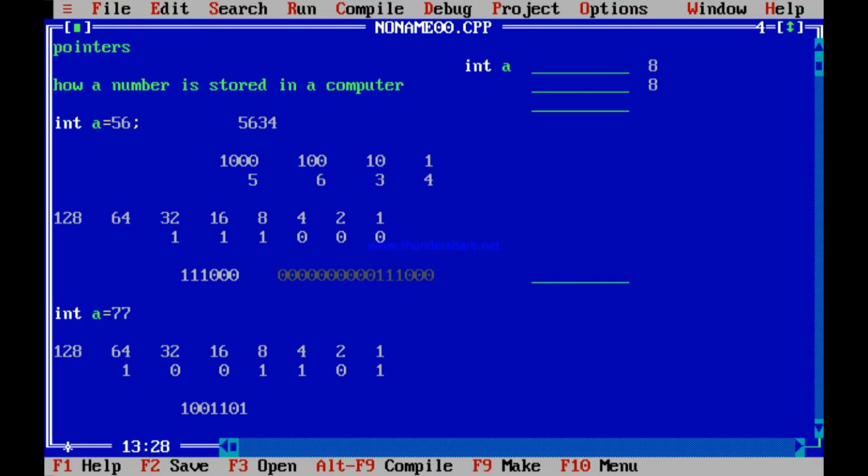Now 16 bits, count it. See, 16 bits. The leading zero indicates the sign bit. Positive 0, negative 1. You find out how 56 is stored. This is how 56 is stored in these two bytes of memory, or two memory locations. In two memory locations, this is how 56 is stored.